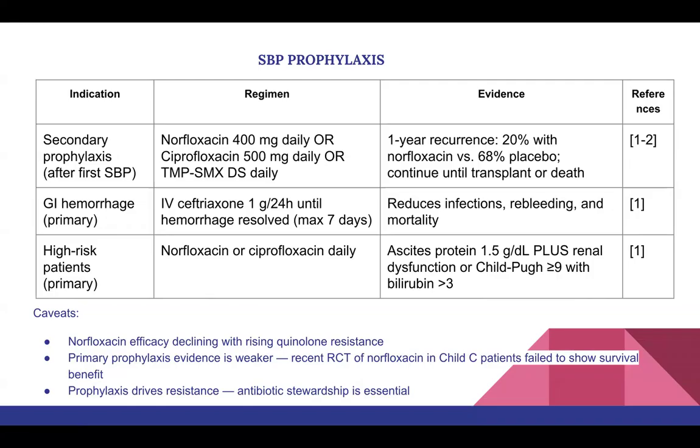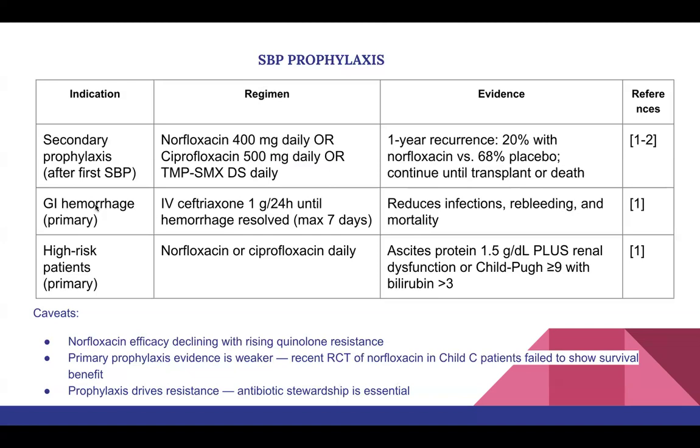Now, depending on providers, but typically the AASLD, the American Association for the Study of Liver Diseases, recommends lifetime prophylaxis, and also a recommendation to get evaluated for liver transplant. So the 1 year recurrence is about 20% with norfloxacin versus 68% with placebo, and you continue until transplant or death.